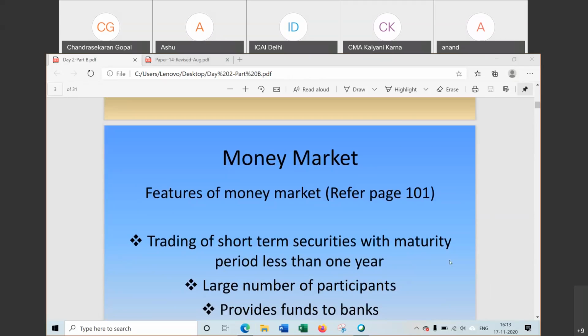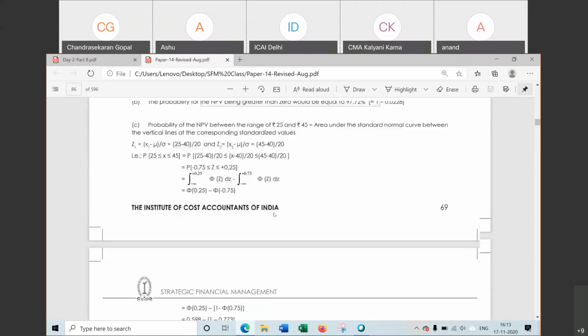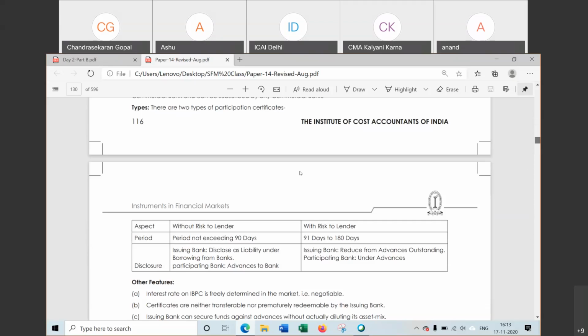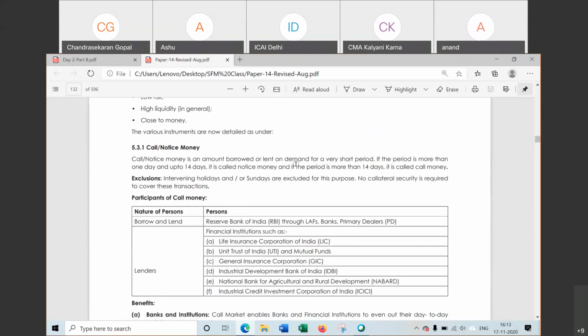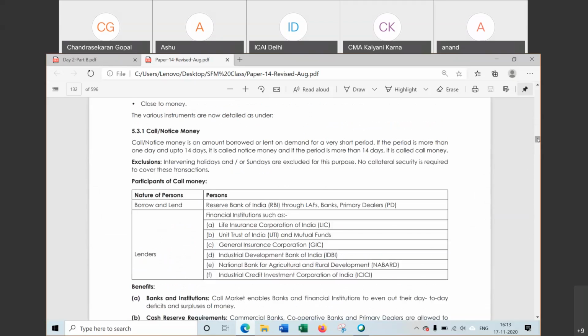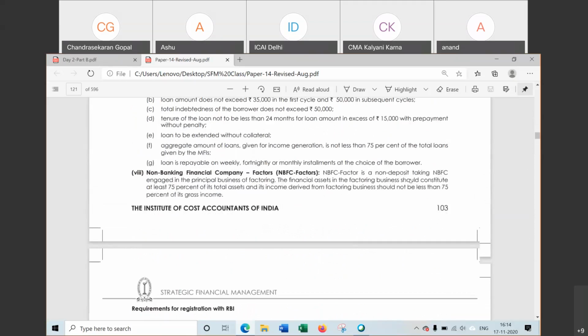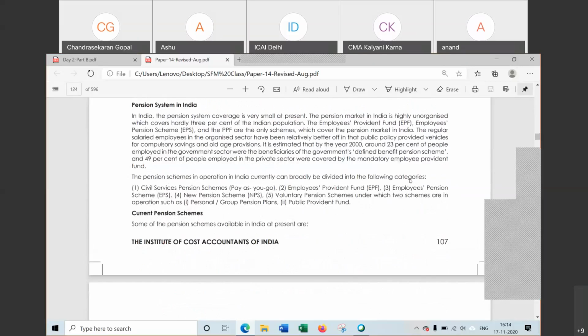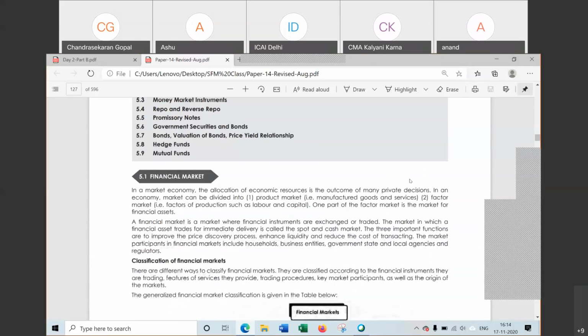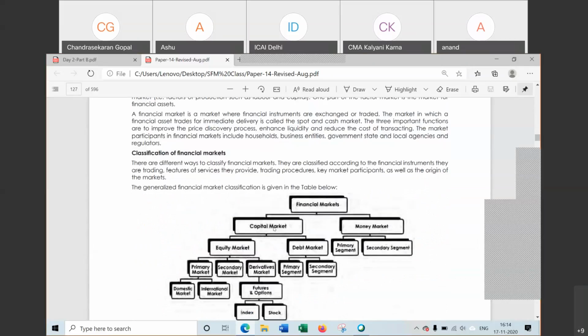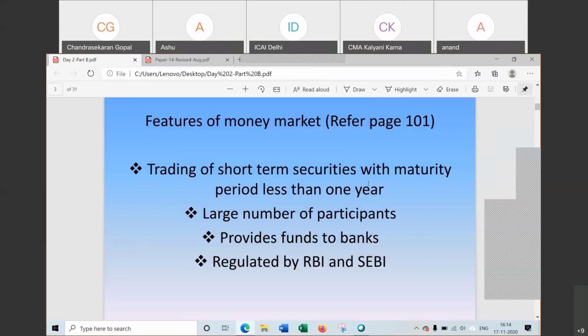So let us start with part B, money market. Chapter 5. Theory of this chapter, money market instruments. So financial market, two types of market, capital market and money market. In this chapter, we have to read about money market instruments. So what are the money market instruments? First one, what is money market? In brief, money market is the market where short-term securities are traded. Means securities with short-term maturity. So maturity period here will be less than 1 year.